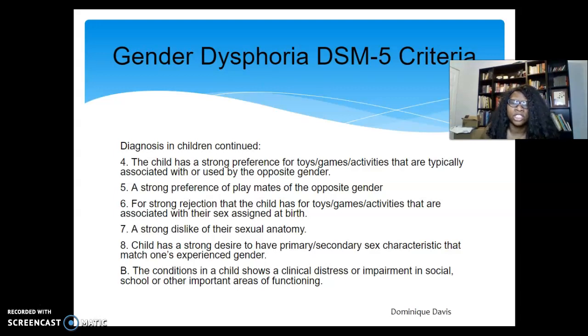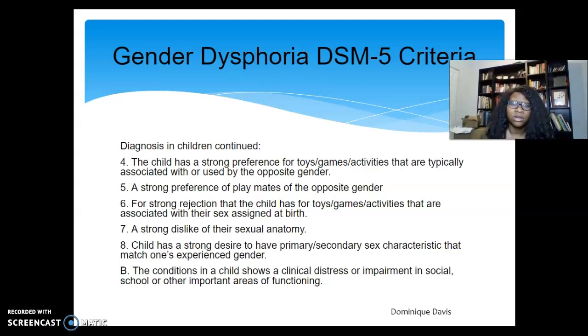There is also a strong rejection that the child has for any toys, games, or activities that are associated with their sex assigned at birth. They also might show a strong dislike for their sexual anatomy, so not being a fan of their vagina, not being a fan of their penis, things like that. The child also has a strong desire to have primary or secondary characteristics that match one's experienced gender. So that could be like makeup, or looking more feminine, or not having a penis or a vagina.